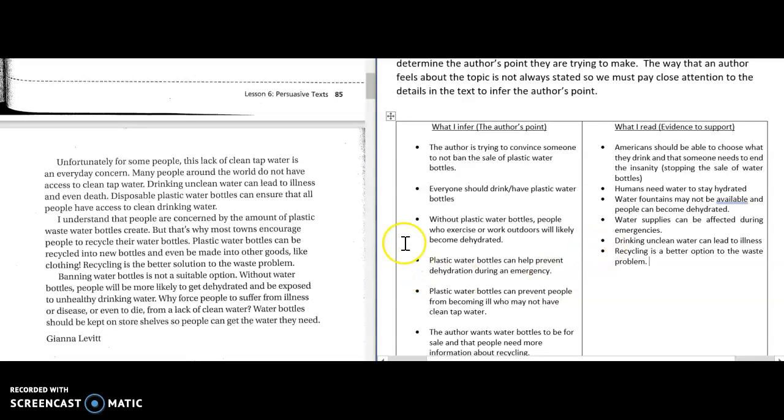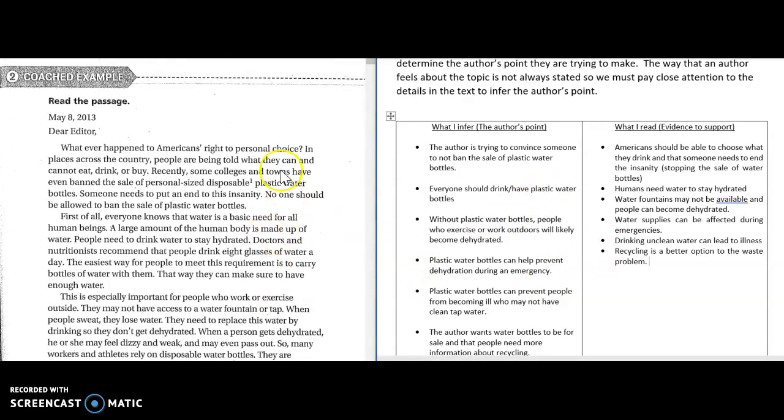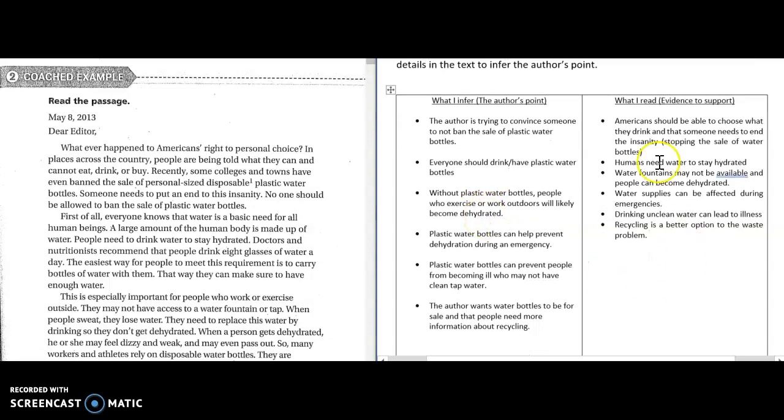So I think it's safe to say now that after reading this text, I have a pretty good idea of my author's thoughts and opinions about plastic water bottles and about the sale and the possible ban of plastic water bottles. What I've done is I've really thought about how my author is feeling, and I've provided evidence to support.